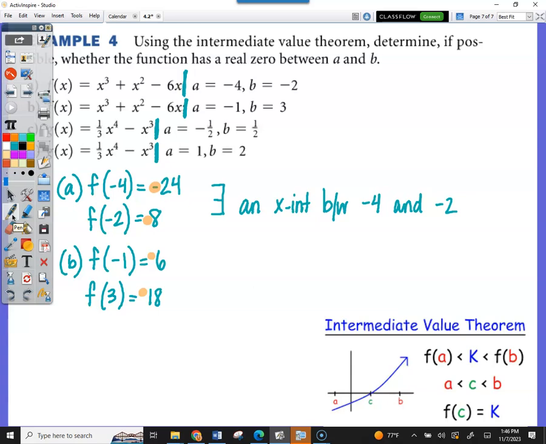So this is positive and this is positive, which tells me the graph is staying above, which means that we don't know. It cannot be determined. There's not enough info. You can't necessarily say no, there's no 0. It's just that we don't have enough to say it's a real 0. There could be an imaginary 0.